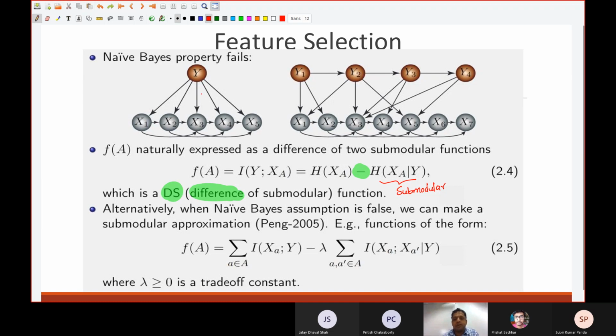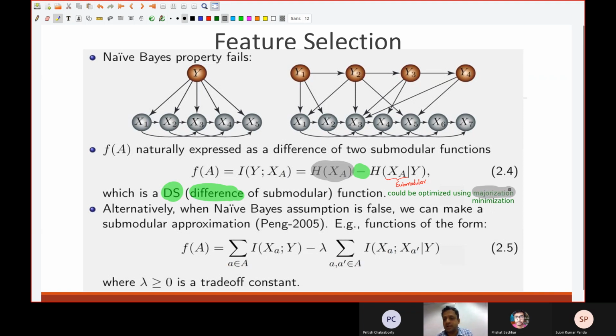Now, given this difference of submodular functions, there are ways of optimizing this as well. There is an entire set of methods called majorization minimization. You alternate: if you want to maximize, you would majorize the first component and then minimize the second component. That's just for your knowledge. So you alternate between the first component, which you consider majorizing, and the second component, which you minimize, in case you want to maximize the whole thing.